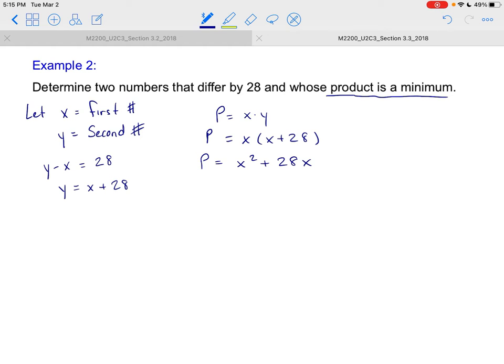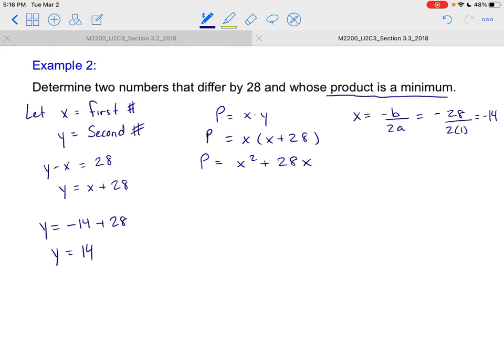So we can find the minimum by finding the x-coordinate of the vertex. So x is going to be equal to minus b over 2a. So we'll have negative 28 divided by 2 times 1 is negative 14. Okay, so we know one of the two numbers is going to be negative 14. We can go back now all the way over here on the left and solve for y. Negative 14 plus 28. Well, that gives us a positive 14.